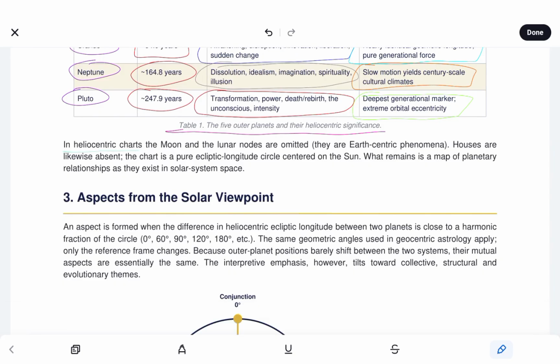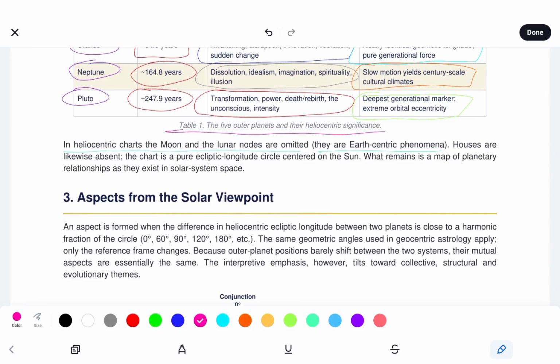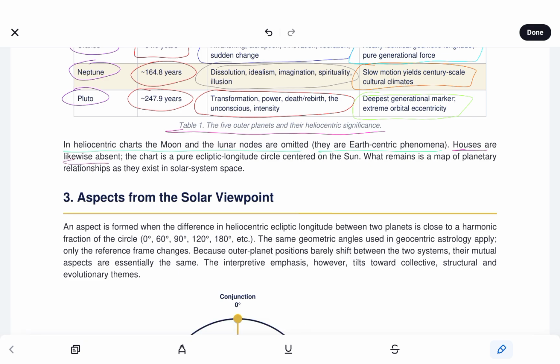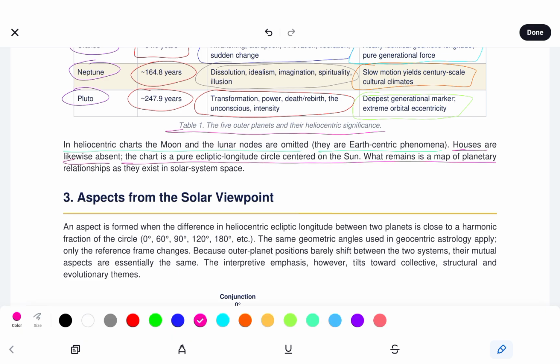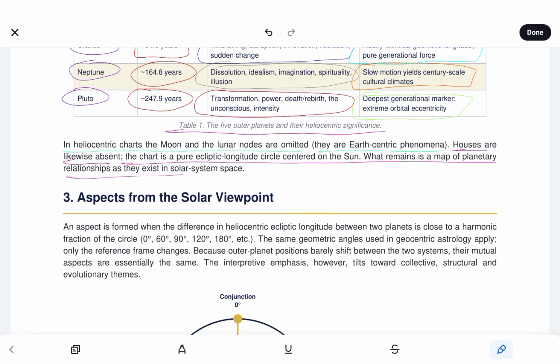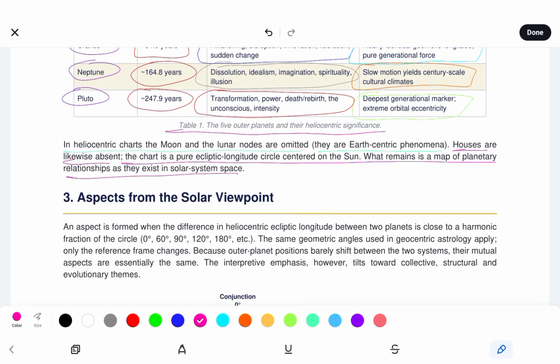In heliocentric charts, the Moon and the lunar nodes are omitted. They are Earth-centric phenomena. Houses are likewise absent. The chart is a pure ecliptic longitude circle centered on the Sun. And what remains is a map of planetary relationships as they exist in solar system space.